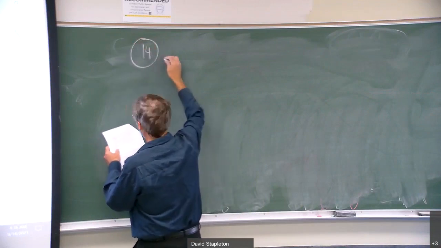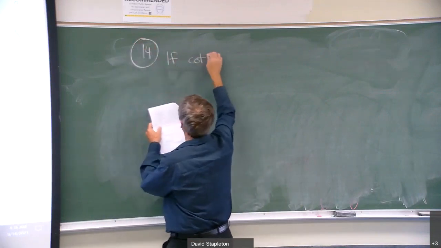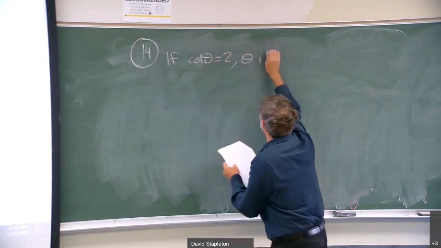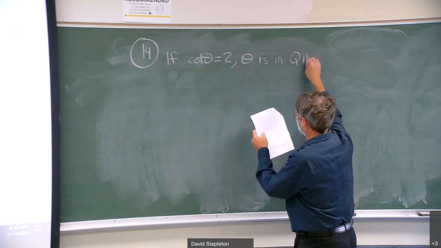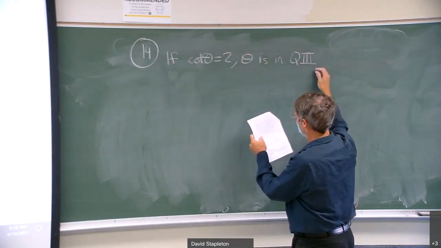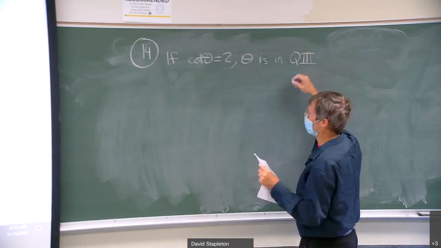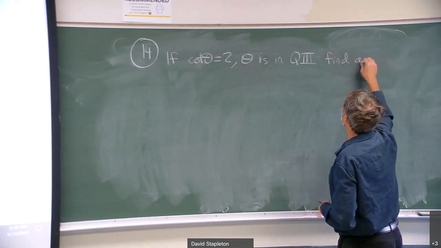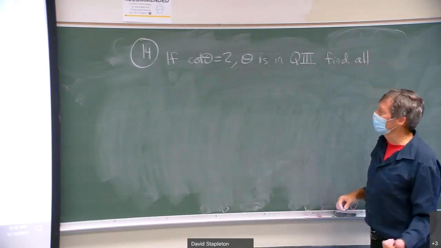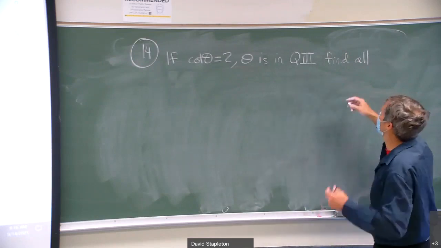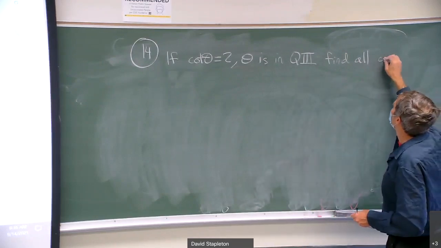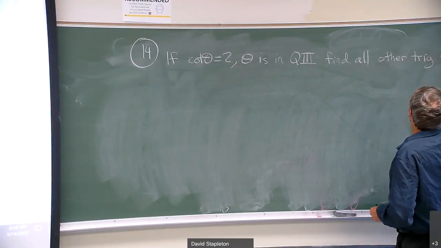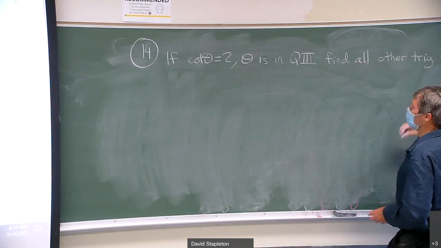14: if cotangent theta equals 2, and theta is in quadrant 2, excuse me, find the other trig functions. Oh, you picked one of the hardest ones. Find all 6 trig functions. This is one of the things to know: when you know a value of one trig function in a quadrant, you know them all, right? But the tangent and the cotangent are the hardest ones.